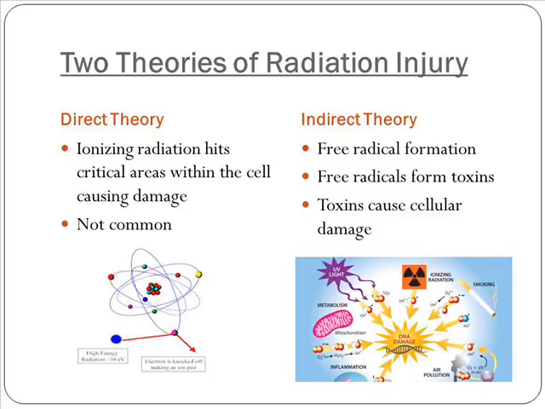Key things to remember here: direct and indirect theory. Direct theory is ionizing radiation, which is less common, where the radiation damages specifically a target zone or target area, the nucleus of a cell, and causes immediate damage. Not as common as the indirect theory, where the radiation ionizes the water of a cell, and then that ionization of the water of the cell creates free radicals. Those free radicals, if they are not healed by antioxidants, then cause cellular damage because they form toxins.